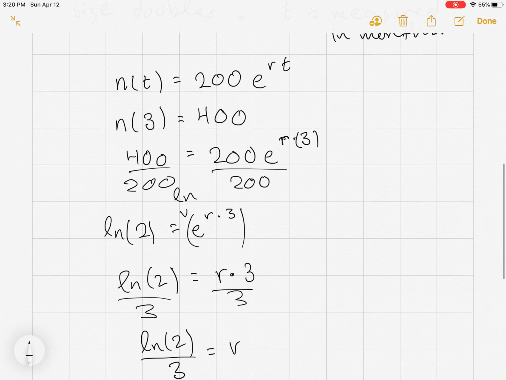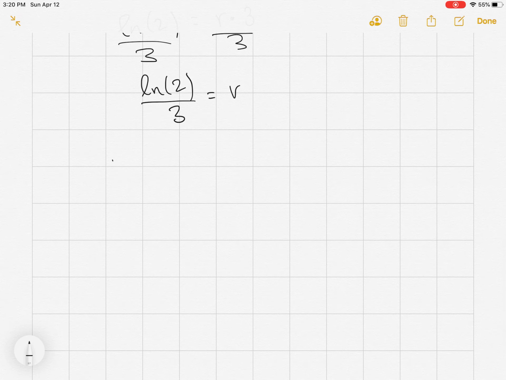Okay? So when we finally write this all out, we get a function for modeling the growth of rabbits on this island: 200, that initial population, times e to the power of the natural log of 2 over 3 times t. So we take any number of months that we want, we plug that into our equation, and we solve for that value, and we'll figure out how many rabbits are going to be on this island after that many months.